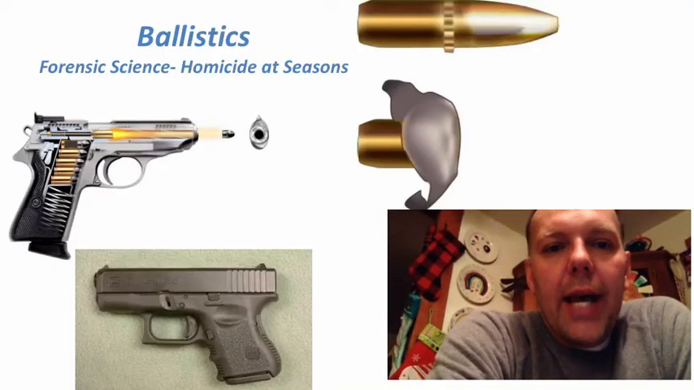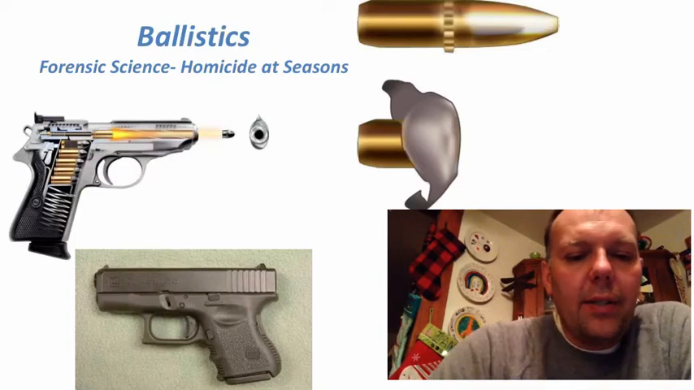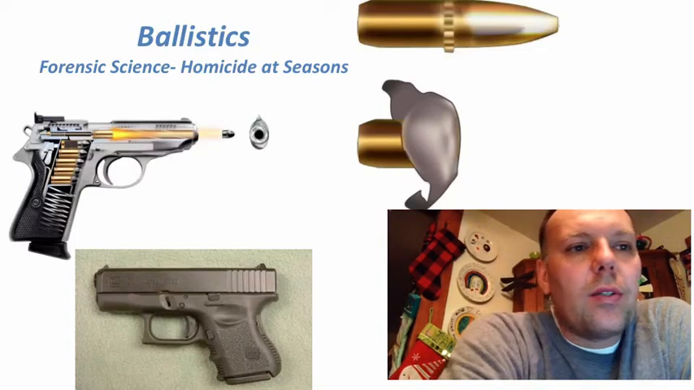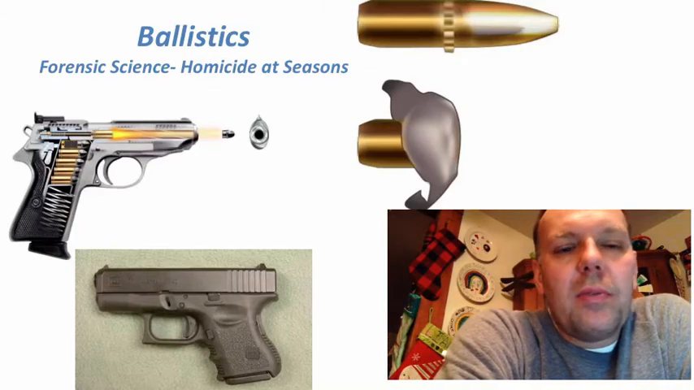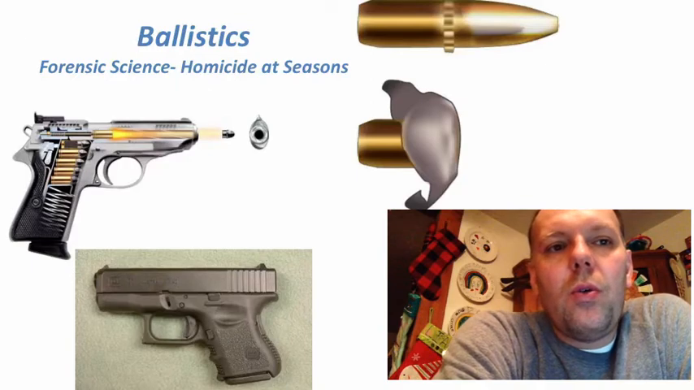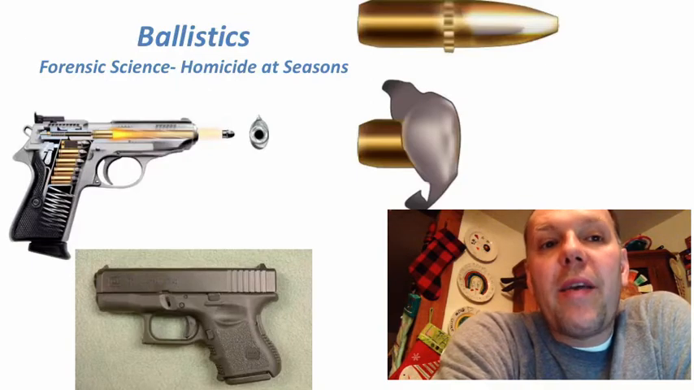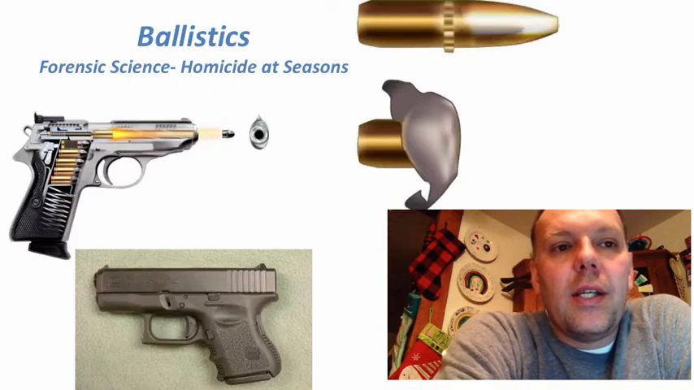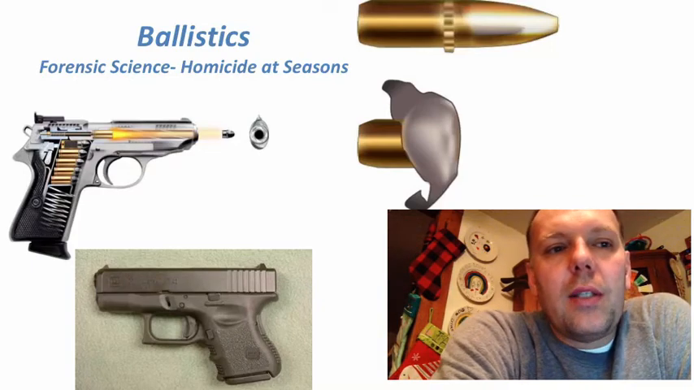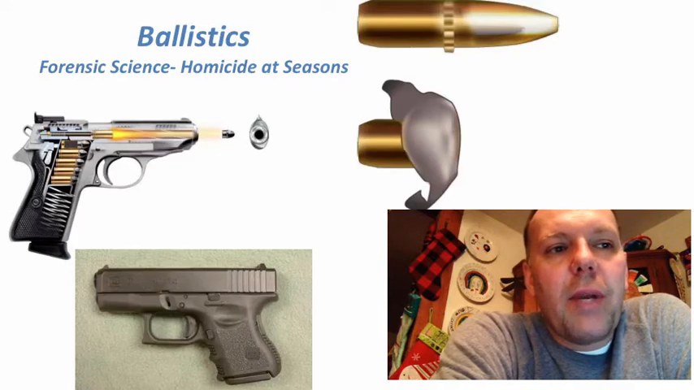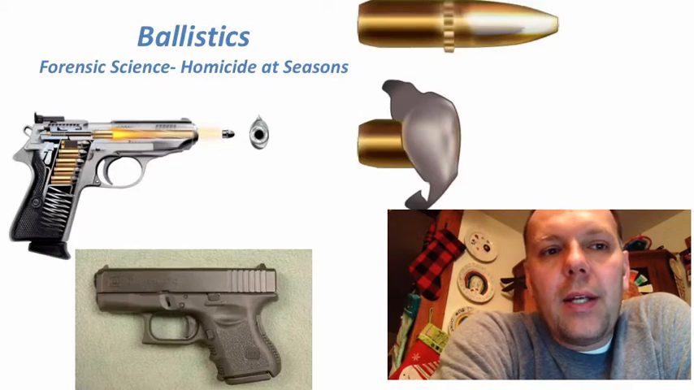Alright, we're back inside now, and I will tell you, it is a little colder outside than I thought it was. So today we're going to be doing a lesson on ballistics, and specifically how it relates to the ballistic evidence which we may have found at the crime scene in the homicide at Seasons. So with that, at this time, you're going to need a lot of this information. Get some paper, pen, have it out, ready to go.